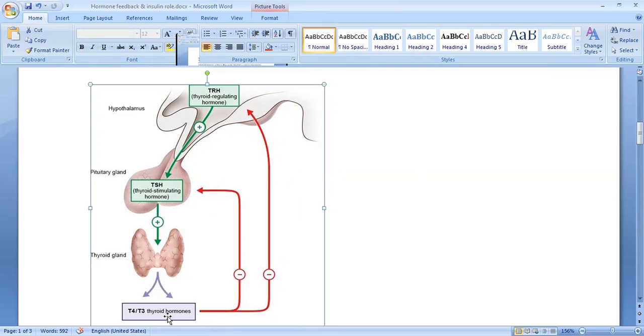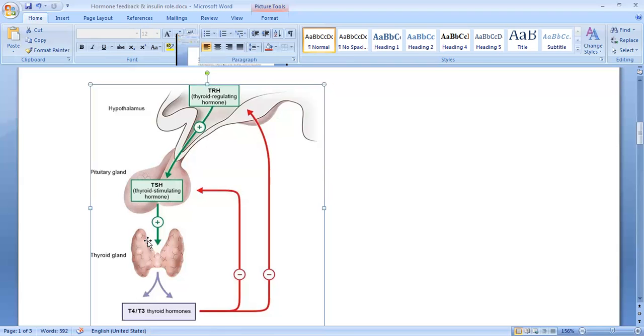Now the thyroid hormone level in the blood will go on increasing. Once the level of thyroid hormones becomes very high, we don't want more production of T3 and T4. So you can see this line which is going backwards in red color, with this minus sign here. T3 and T4 give negative feedback to the TSH. They are also giving negative feedback to TRH. The T3 and T4 will go to the thyrotropin-releasing hormone and prevent it from stimulating the pituitary gland. They will also go to the pituitary gland and prevent the secretion of TSH.